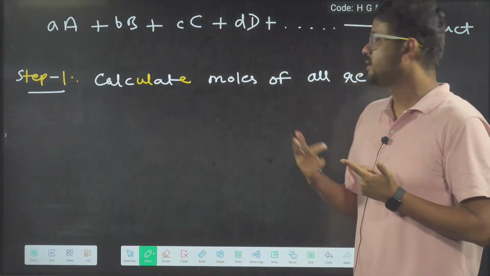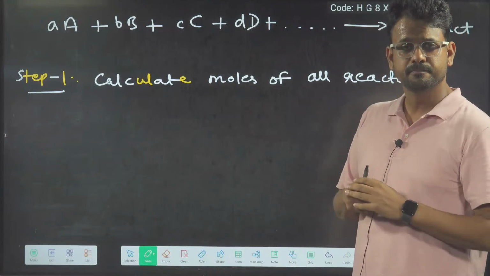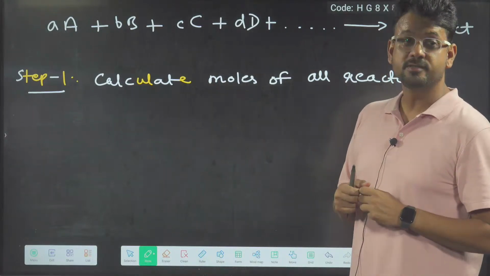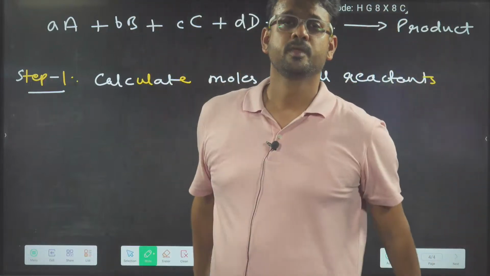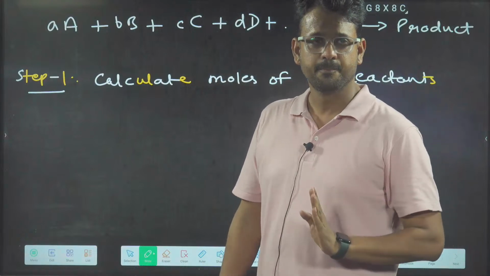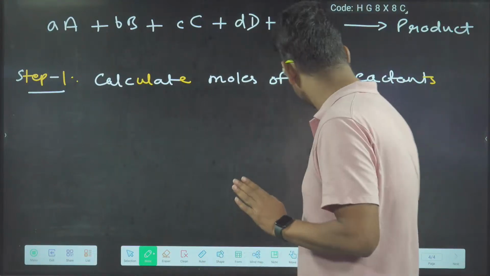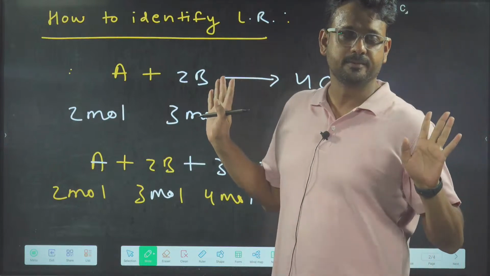Okay, but it may be possible that moles are not given directly. Mass is given, or volume at NTP is given. So your first task is to convert everything into moles. Is this clear, everybody? If moles are directly given, like in these cases, very good, we are happy.